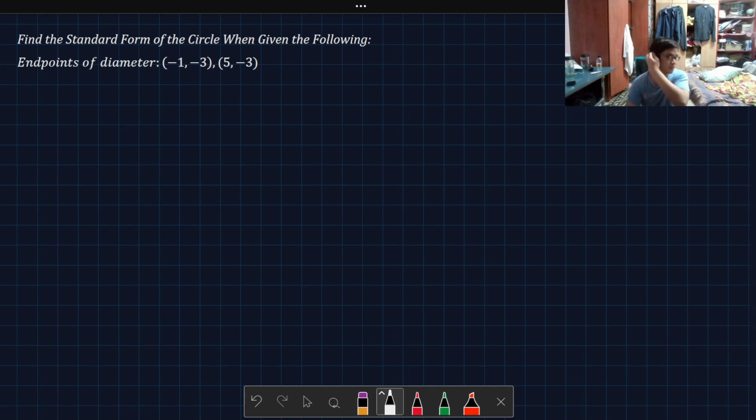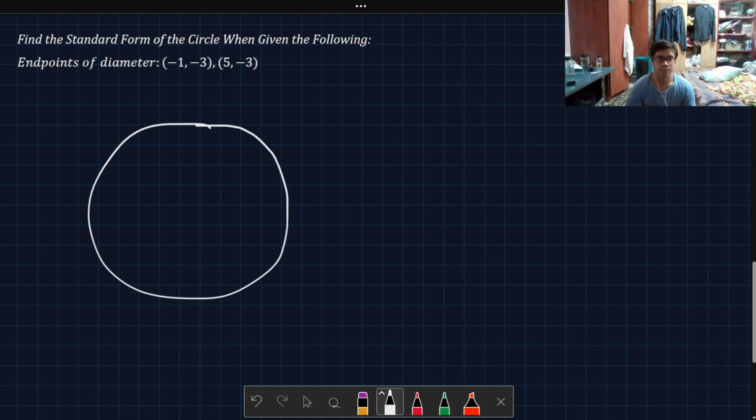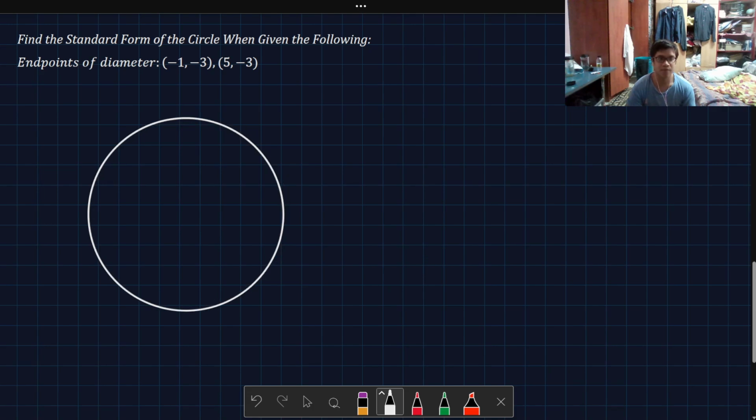Here, we have the endpoints of the diameter: (-1, -3) and (5, -3). In this case, I want you to visualize the problem. I have a circle here, and we have a given center. Then let's say I have a given radius. I have a center here and a radius.